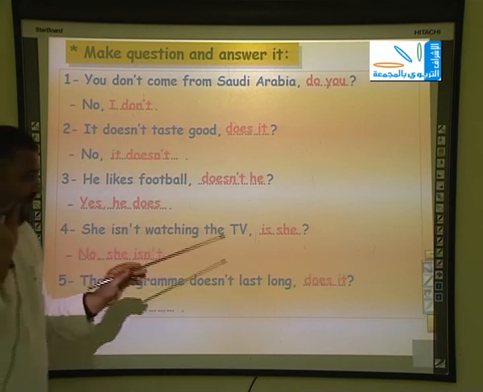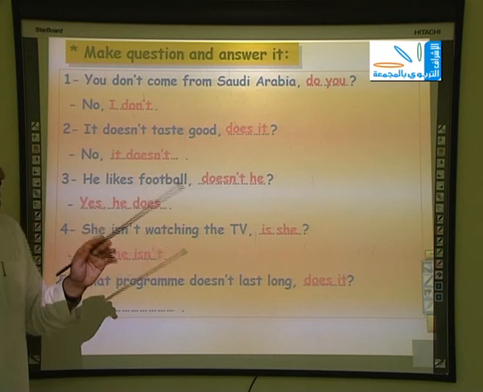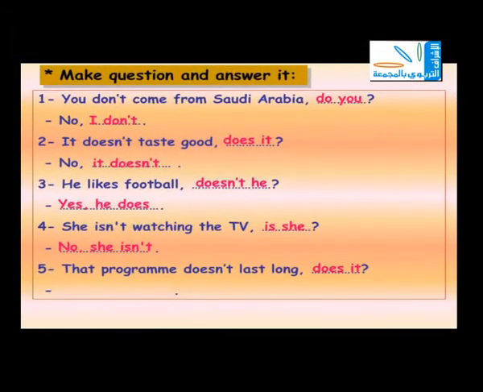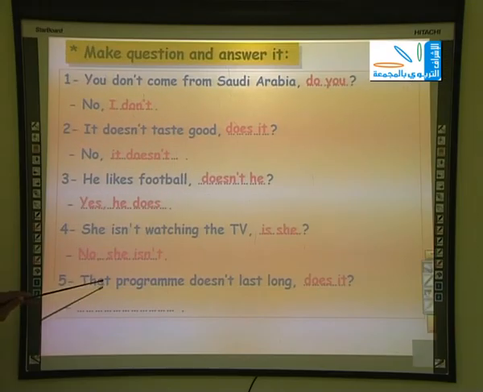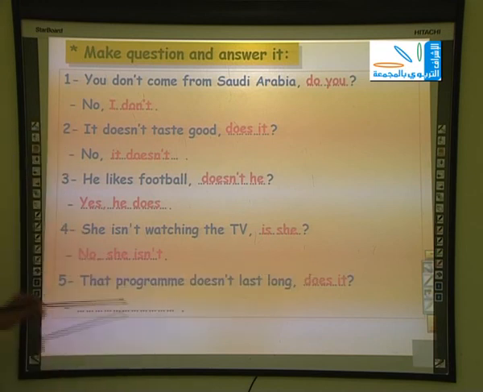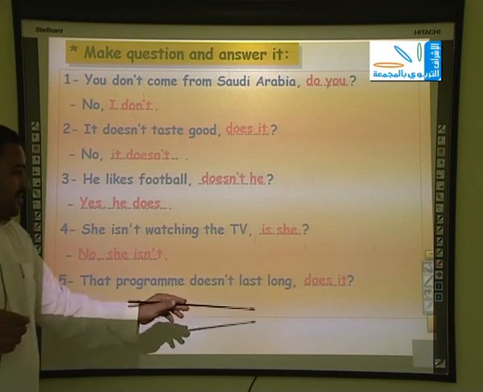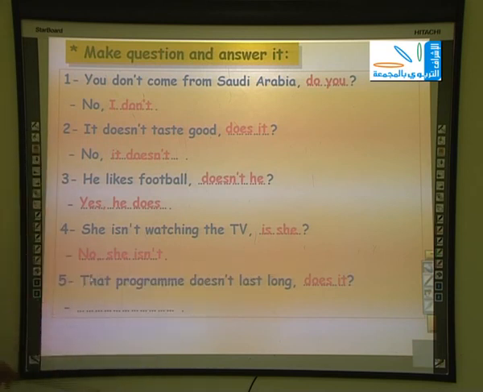We have to pay attention that the pronouns he, she, I, all the pronouns should be written in the question like they are. But for the common nouns or proper nouns, they have to be changed into subject pronouns. That's to say, if I wrote Ali, it should be he. If I wrote Sarah, it should be she. If I wrote that program, it should be it, and so on. So that program doesn't last long, so it will be does it. The answer is no, it doesn't. That's the end of lesson number 3.